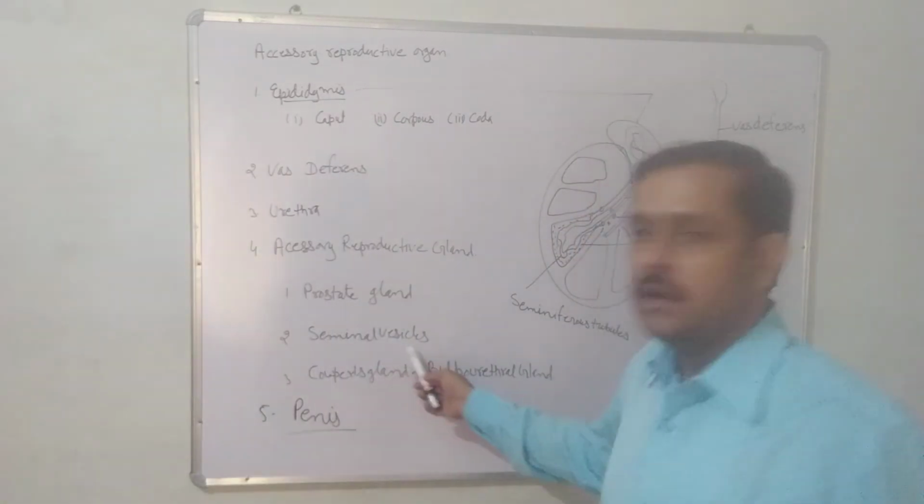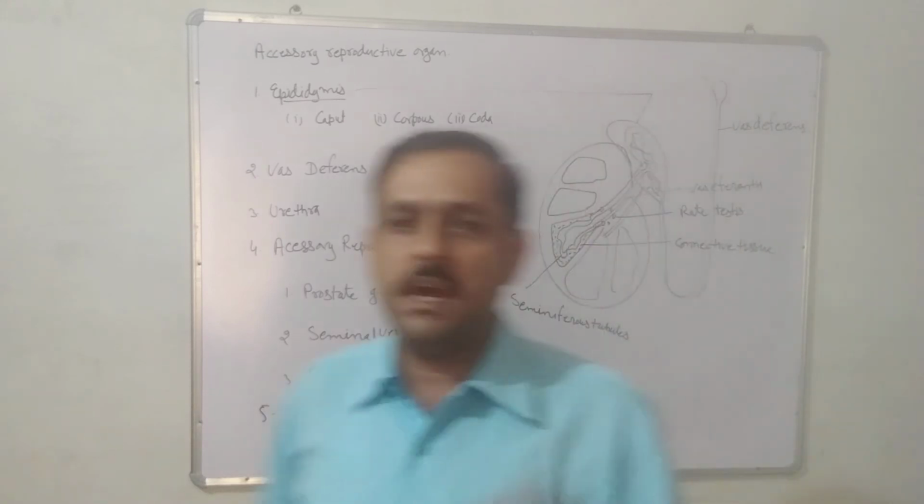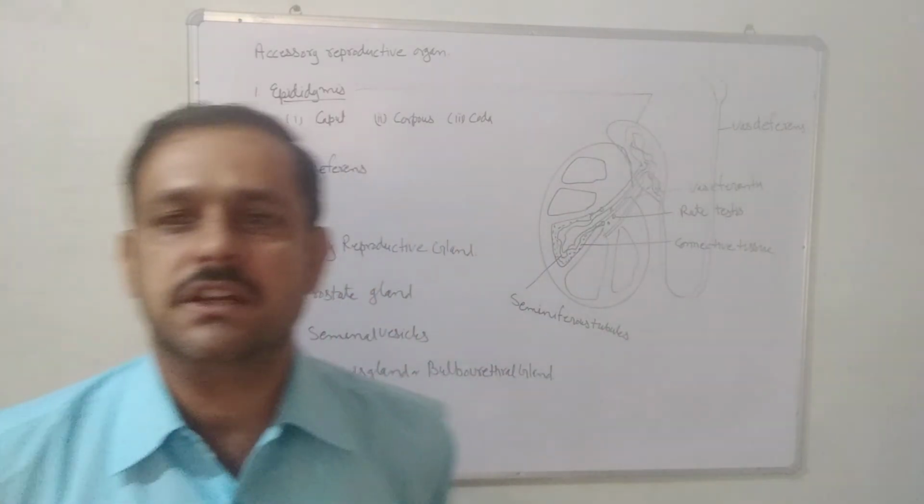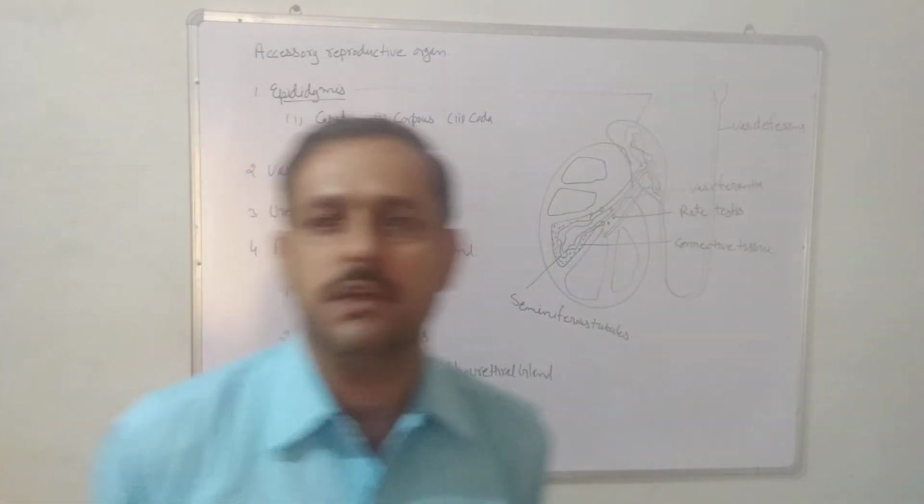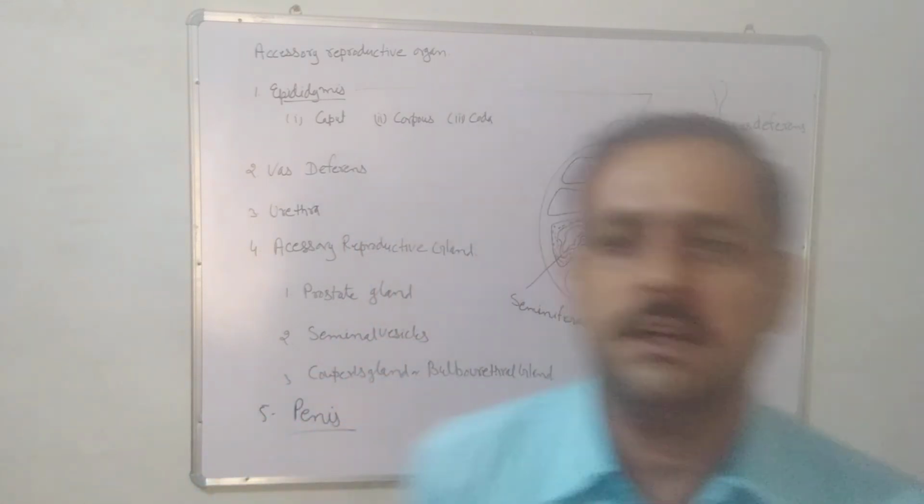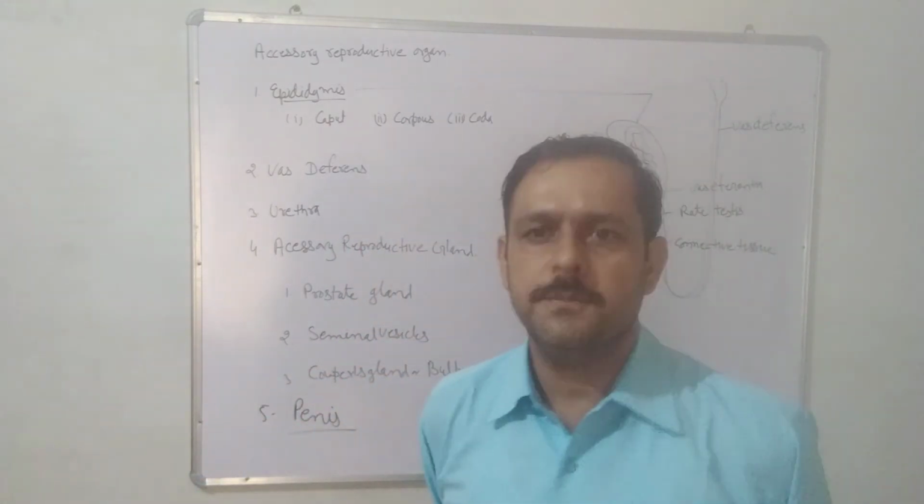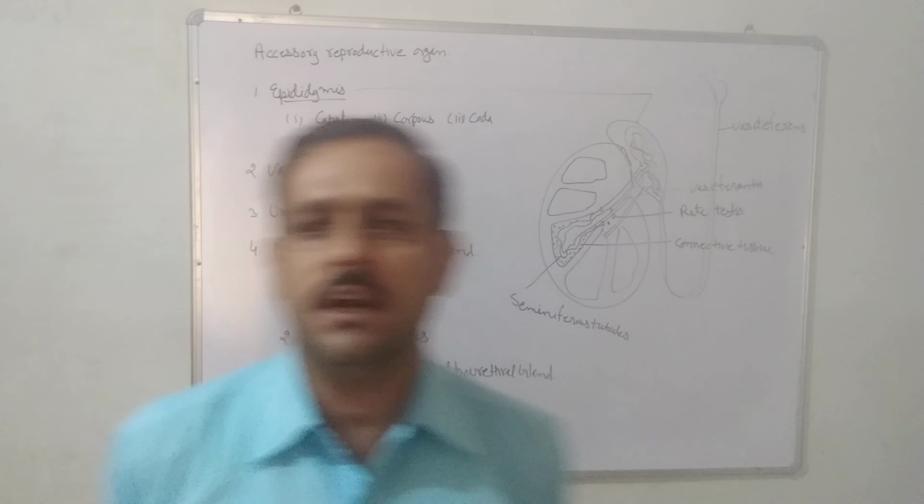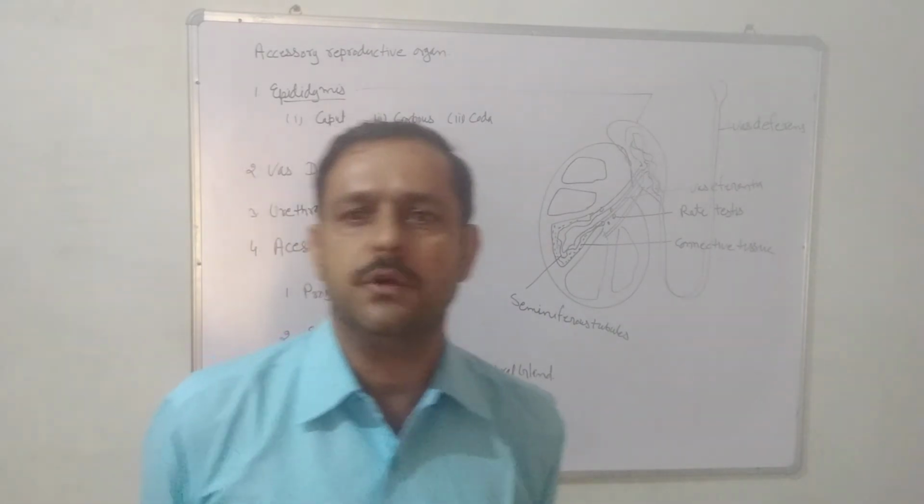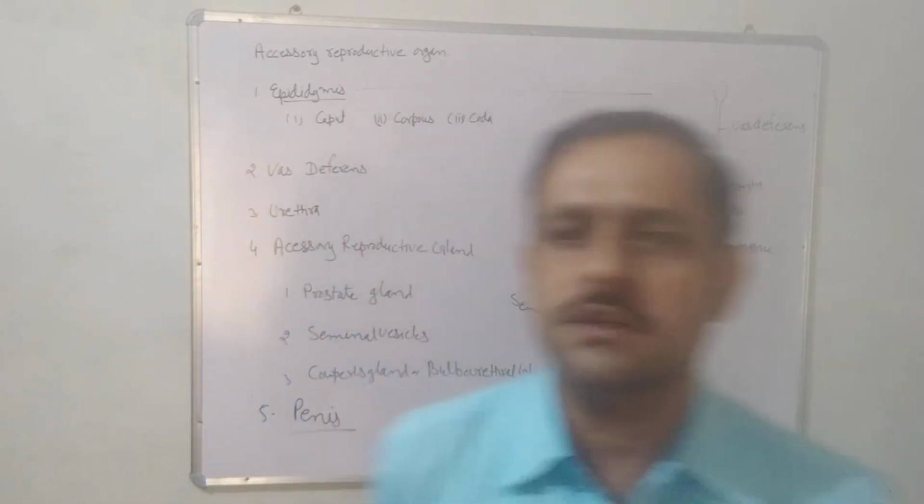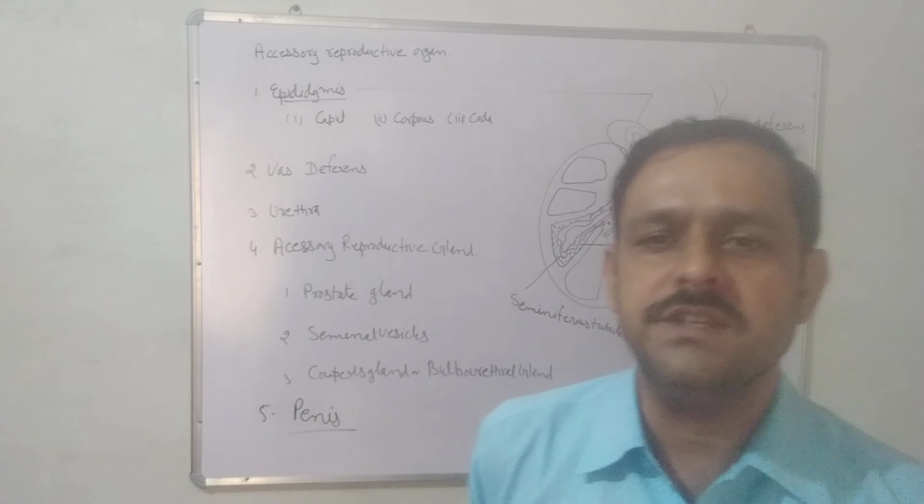Second, seminal vesicle. There are a pair of sac-like structures situated between the surface of the urinary bladder and rectum. It is a yellowish, sticky, liquid-secreting gland. A small duct arises from each seminal vesicle and opens into the ampulla of the vas deferens.